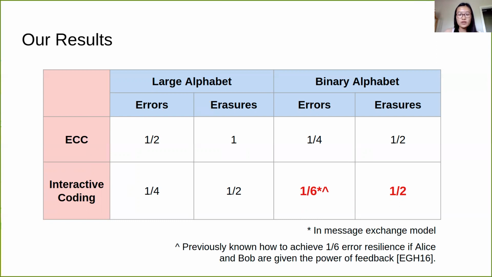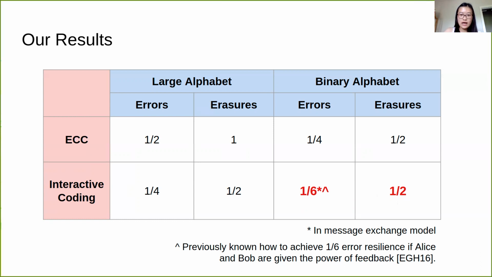Somehow, even though feedback seems like an extremely strong power, you actually can do just as well without it. And as for the erasure setting, I think it's interesting that we can get 1/2, because it basically means there's no difference between using a large alphabet or using a binary alphabet, at least for interactive coding, which is a little surprising. It's like saying that the binary alphabet is as powerful as large alphabets are.